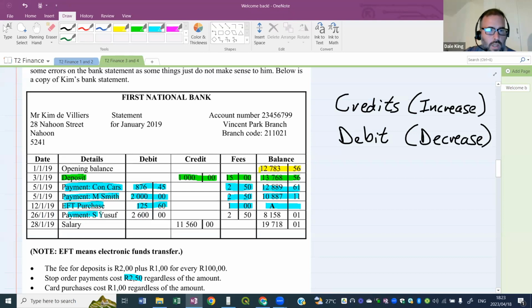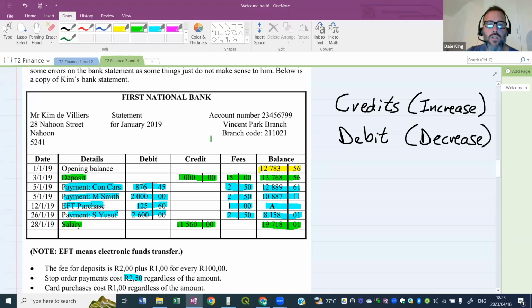26th of January, a payment to S. Yusuf, also a stop order, 2,600. Again, a 2 Rand 50 fee for that stop order. And again, the balance changes. Finally, we get this last one, which is salary. Now, obviously, your salary gets paid into your bank account. A salary is money coming in, and therefore it goes in the credit account, okay? And that money coming in will increase the bank balance, and it went up to 19,718. All right, so that's what's happening in this bank account.